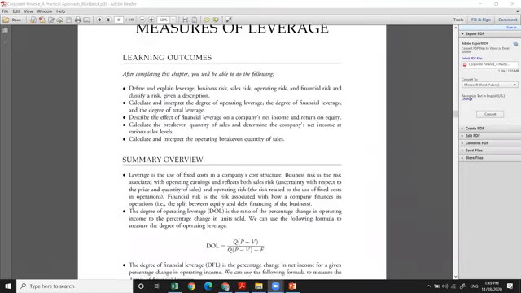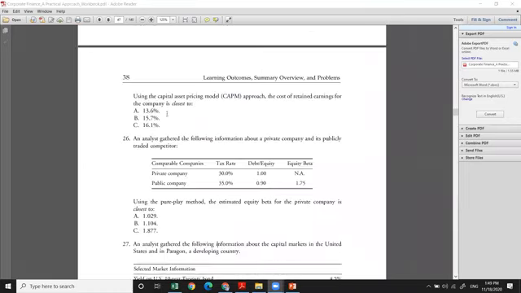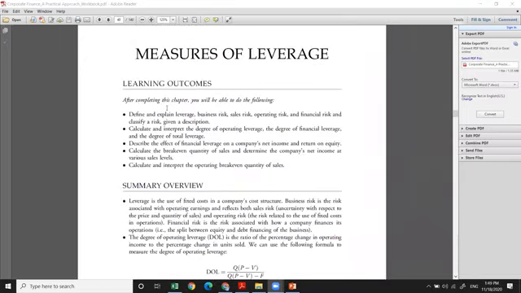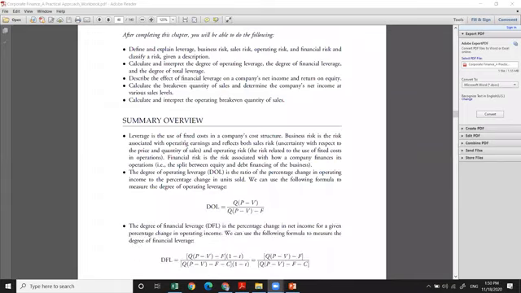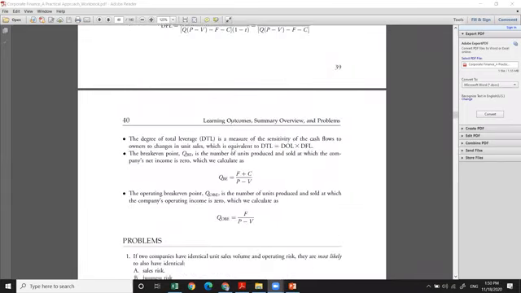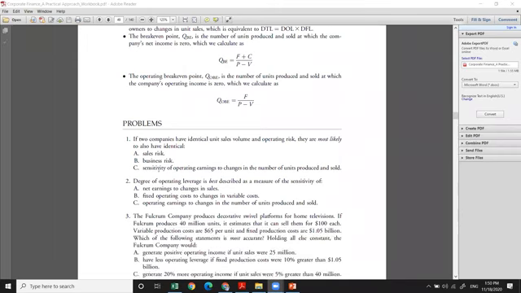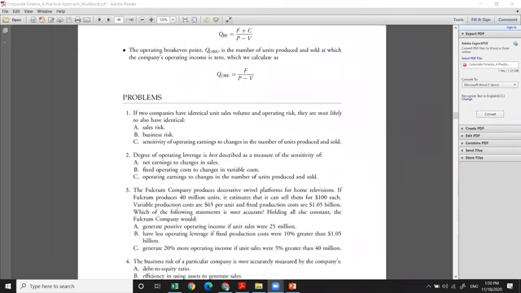Okay, we are done with the questions of chapter 3. Is there any question on chapter 3? Okay, it seems that everything is clear. Now we can move to the questions related to chapter 4, measures of leverage. This chapter is very, very straightforward, using these formulas. I'm not going to solve the theoretical ones, but I'm going to concentrate more on the calculation part, starting with question 3.